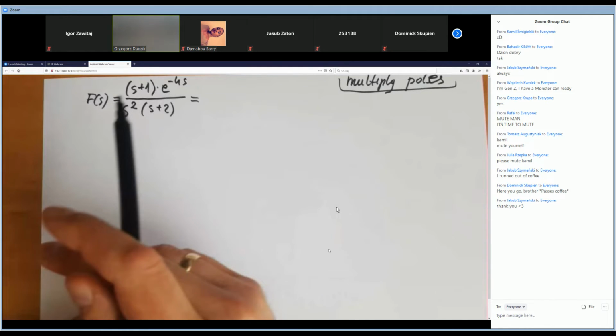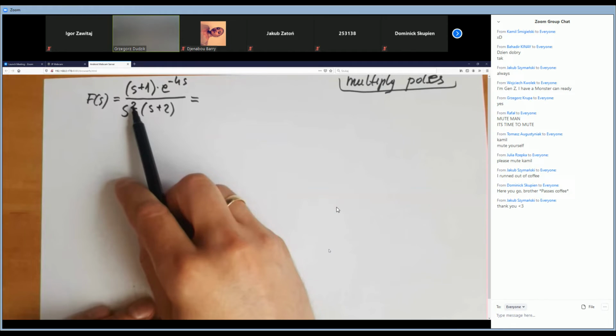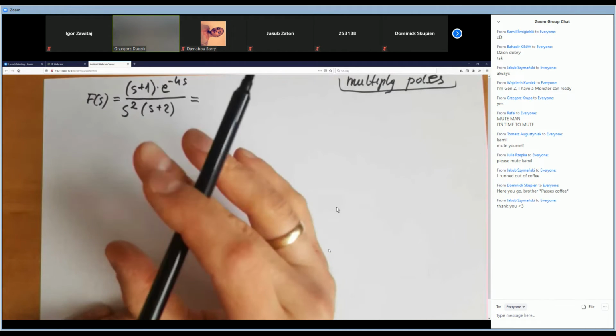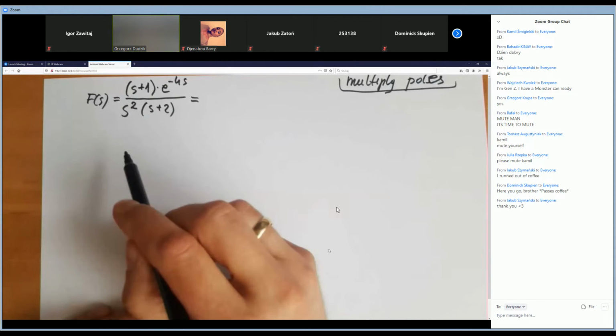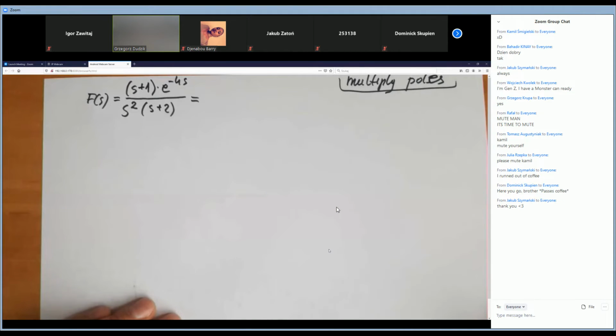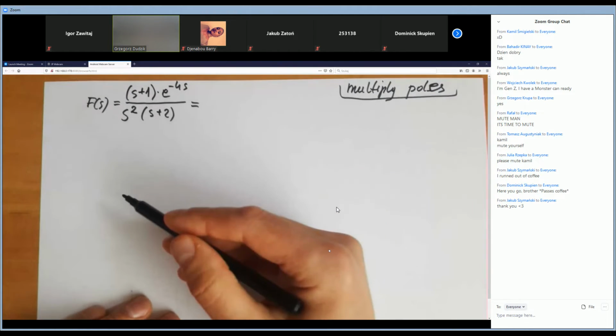Why? Because as you see here, we've got two roots. If we've got the square here, as you remember from math, if you have a function with x squared plus, for example, something, it is possible to get two roots. That's why we can say that this example is for multiple poles. Great. So how can we solve this example?